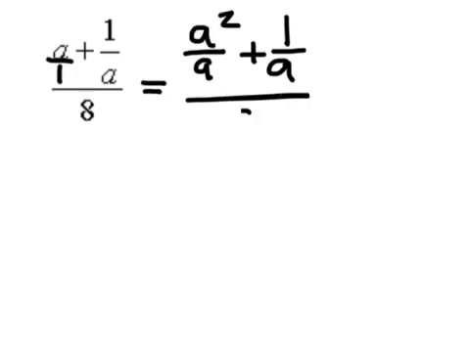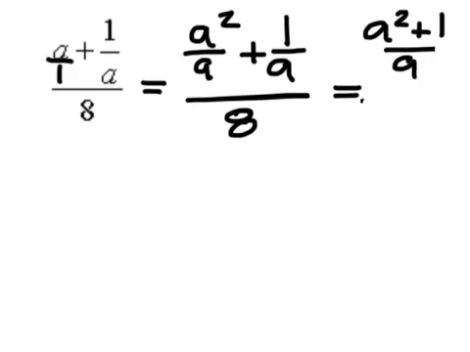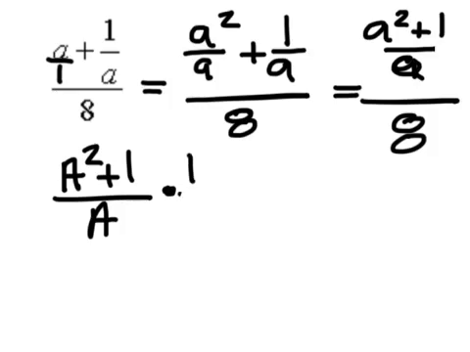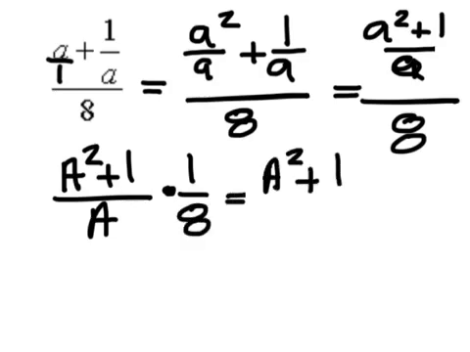Now when you combine them, you have simply A squared plus 1 over A, all of that over 8. So A squared, I'm just going to switch to capital letters, it's easier for me to write. A squared plus 1 over A. And if I want to flip and multiply, what's 8 flipped? 1 over 8. So A squared plus 1 over 8A.